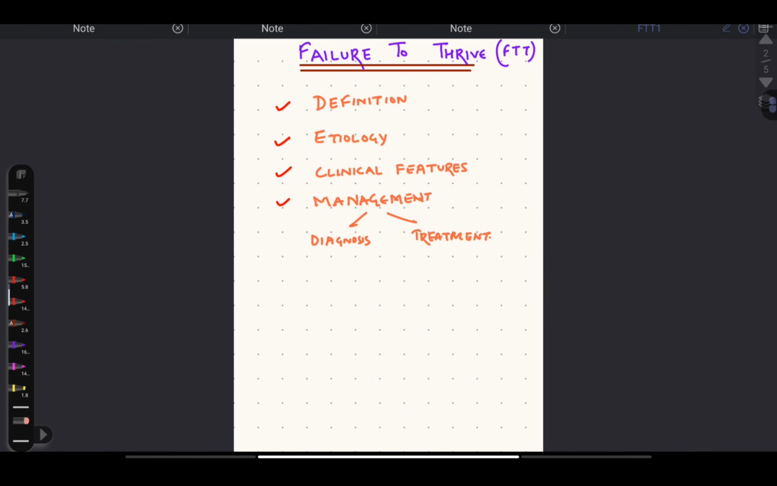Today, in my classroom, we will discuss the topic failure to thrive. I'll describe it under the following headings: the definition, etiology, clinical features, and management, that is, the diagnosis and the treatment. In part 1, we will complete the definition, etiology, and the clinical features, whereas in part 2, we will see the management, right? So let's begin.